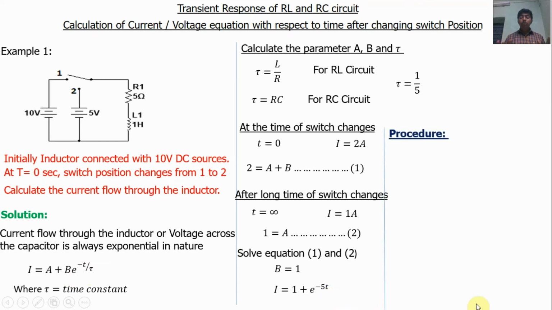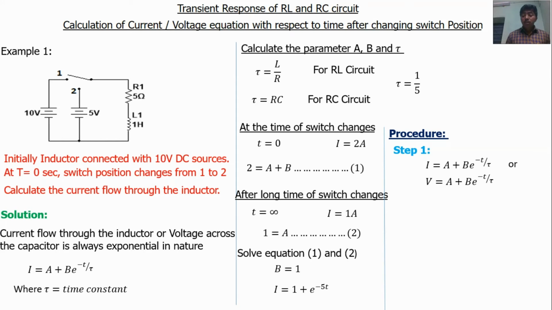The general procedure to solve the problem is, first step, what parameter is required, current or voltage. If current is required, then I is equal to A plus B e power minus t by tau, or if voltage is required, then V is equal to A plus B e power minus t by tau, because both are exponential in nature. Depending upon the parameters A, B and tau, the rate of change will vary.